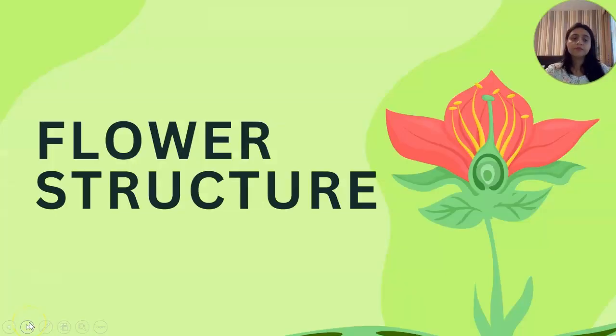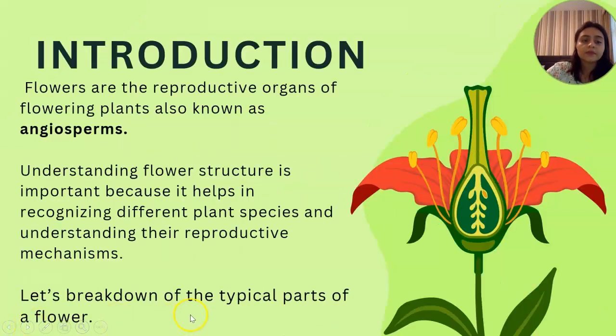Now we will begin with the flower structure. Let us see what the flower structure involves. The flower looks like this, as you can see on the screen. It is also known as an angiosperm. Understanding the flower structure is important because it is the only reproductive organ of the plant by which sexual reproduction takes place. Let's break down all the typical parts of the flower.